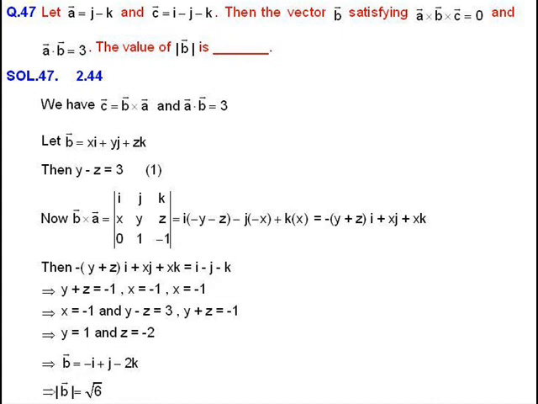So here x is equal to minus 1, and when we solve the obtained two equations in terms of y and z, we have y is equal to 1 and z is equal to minus 2, that is, our b vector is equal to minus i plus j minus 2k, hence its magnitude will be root 6. So when we compute root 6, its value will be 2.44 something. So our answer correct up to 2 decimal places is 2.44.